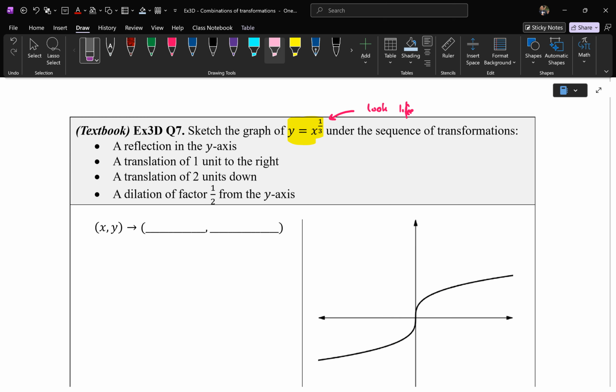Great. Here we go. This is our sequence of transformations. Let's pick out a couple other people. Reflection in the y-axis. What's the mapping notation to this? Let's go with Adonis. Reflection in the y. Negative x. Very good. So we've got a negative x. Reflection done. Next one. Translation of 1 unit to the right. Let's go with Erwin.